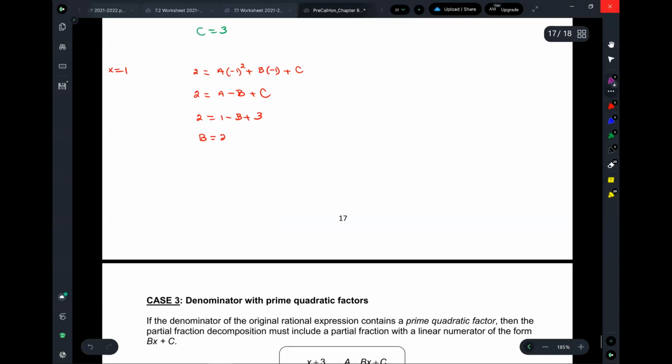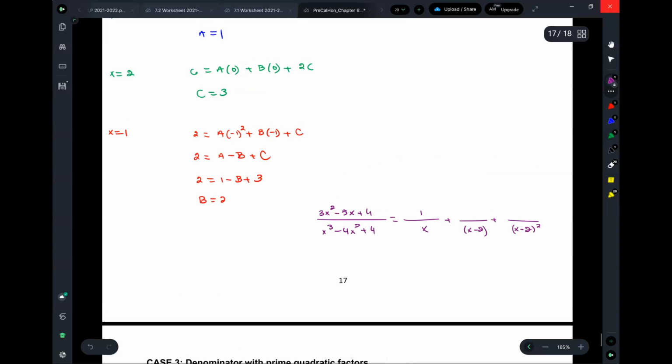That means that complicated fraction is equal to, what did we have? So x, x minus 2, (x minus 2) squared, and we had A, B, C, right? So 1 and 2 and 3. Ha! 1, 2, 3. Also a coincidence, Ben.